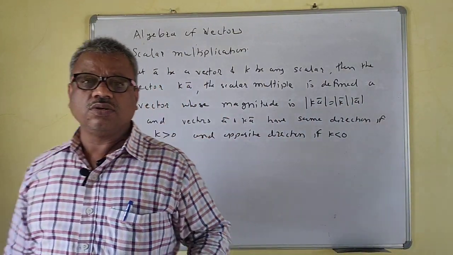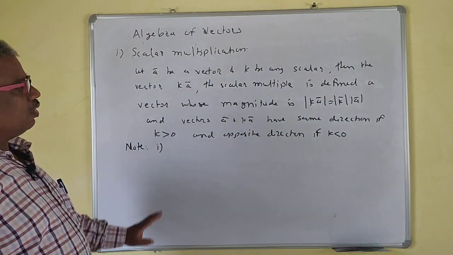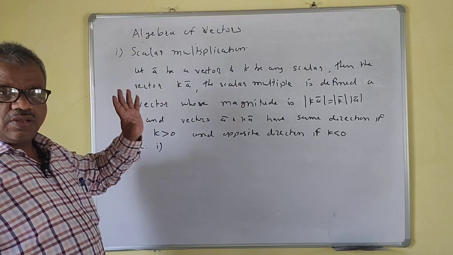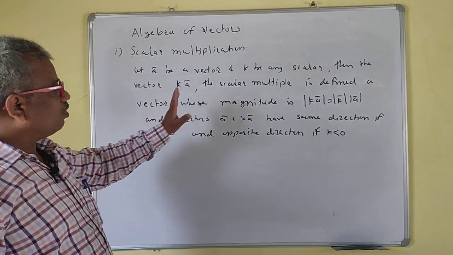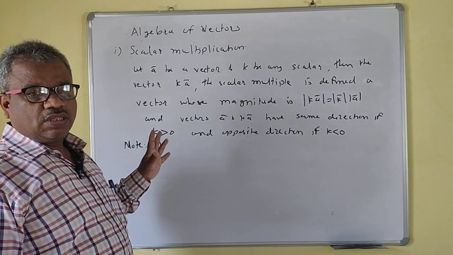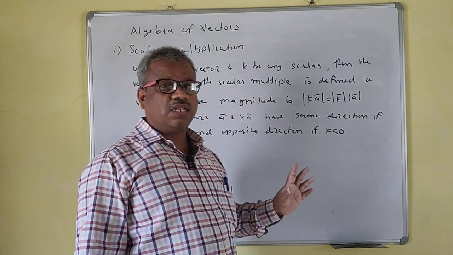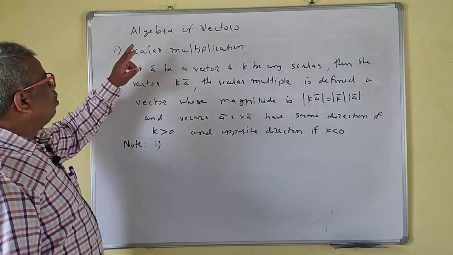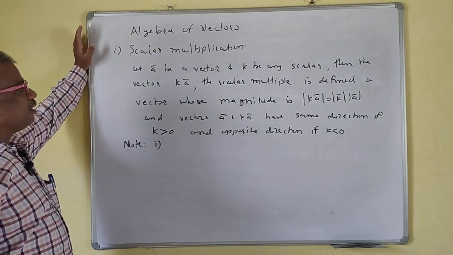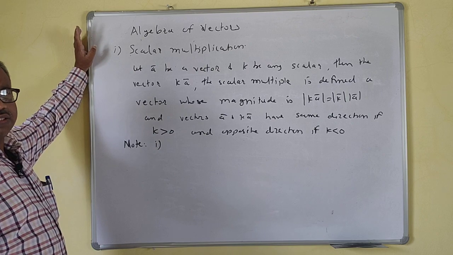Okay, hello friends. So last time we have seen the definition of vectors and also the types of vectors. Now we are interested in the algebra of vectors. So first, in the algebra of vectors, we will see scalar multiplication.